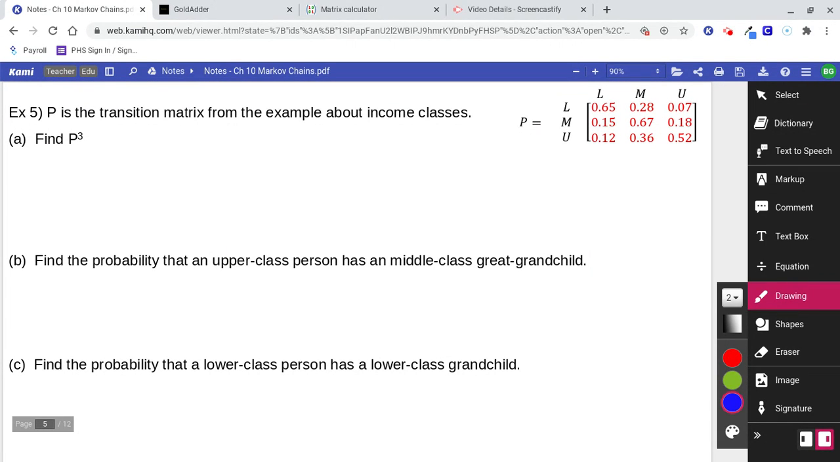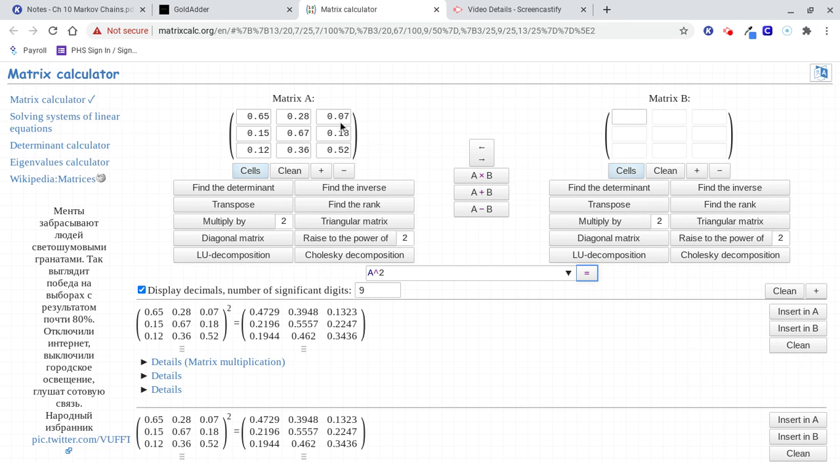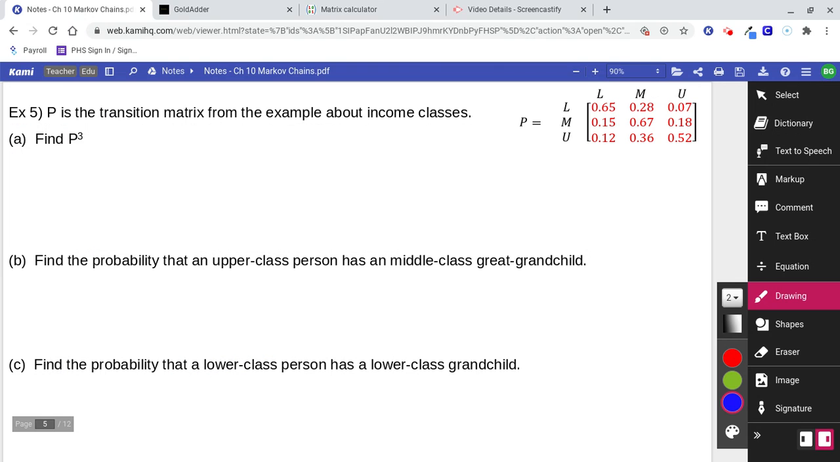Number 5, P is the transition matrix. Okay, it's the same matrix, right? It says find P cubed. Well, we've already got it typed in here, so really all we have to do is change that 2 to a 3. And now we've got the matrix cubed, right? Now we've got P cubed. So the hardest part is just writing all those decimals. I just said I like 4, and so I'd probably be okay with 4, but I'm just going to go ahead and write them all right here, everything that I see.